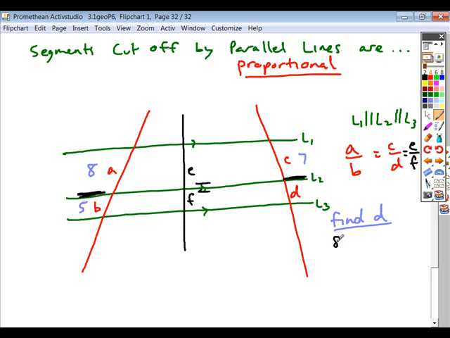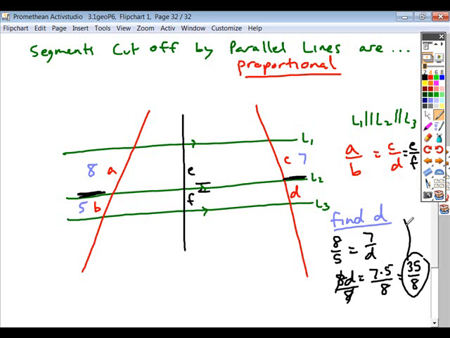8 over 5 is equal to 7 over D. And then you just cross multiply. So 8D is equal to 7 times 5. Divide by 8, and you get your answer, 35 over 8. So that would be the length of D in that particular case.